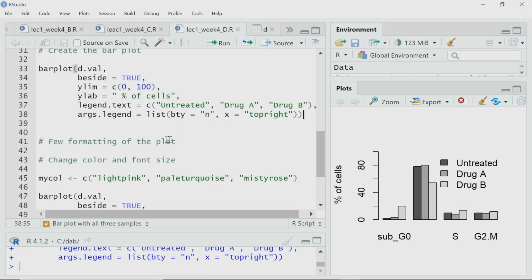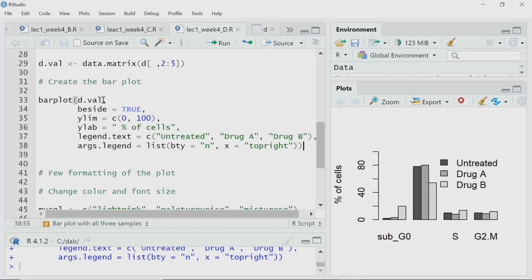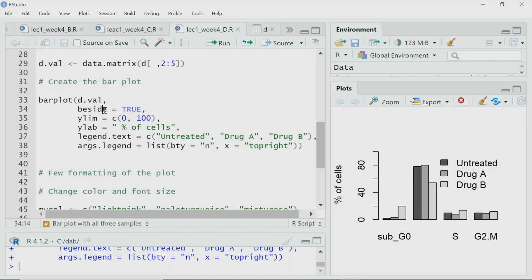So, the first thing is that obviously the d.val is the argument. That data matrix with all these 3 samples having 4 phases of the cell cycle is my first input argument for the bar plot. Then I have written beside equal to true, that means the bars will be plotted side by side. If I had not used beside equal to true, then the data would have got stacked.